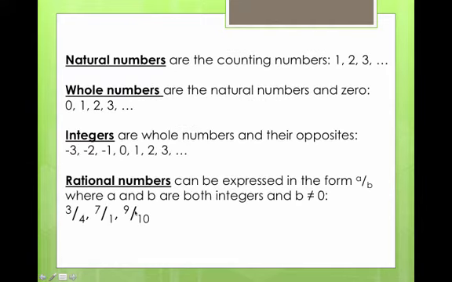And then rational numbers are any numbers that can be expressed in the form a divided by b, where a and b are both integers and b is not equal to 0. Remember, b in the denominator means I have a value that is undefined. So I can't have a denominator with the value of 0. So these are all examples.